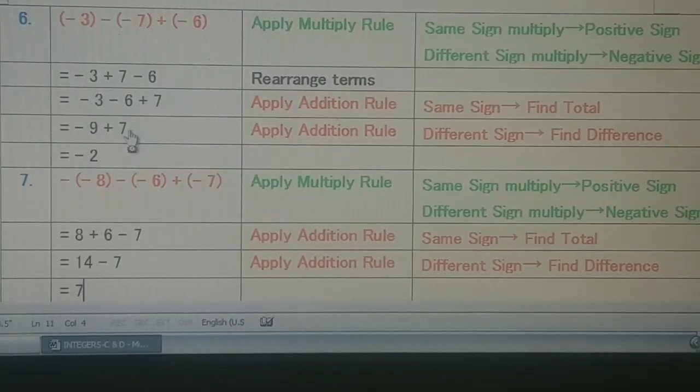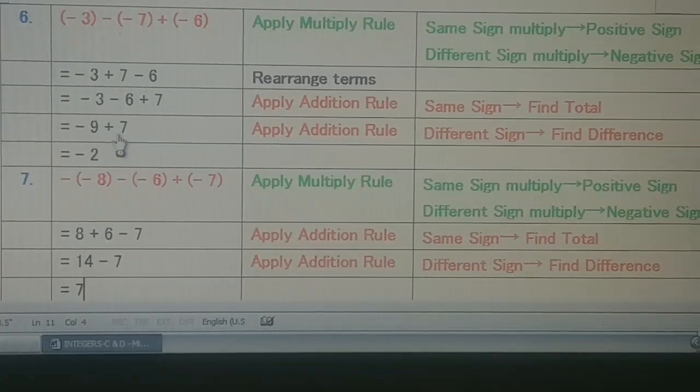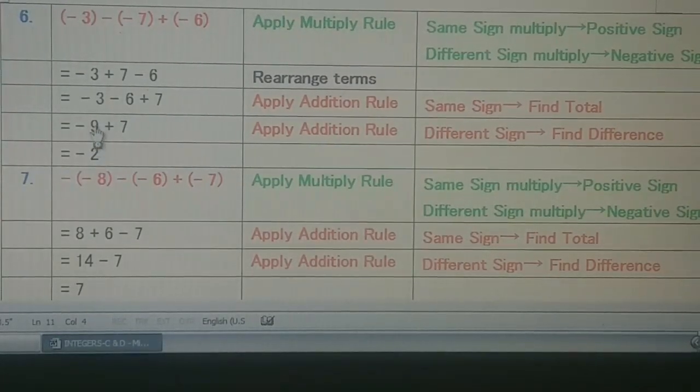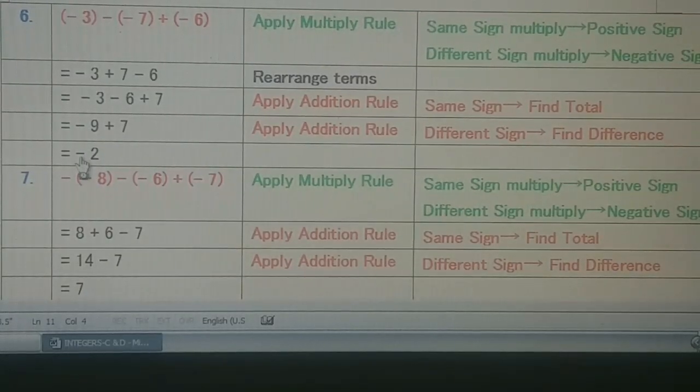Now again we apply the addition rule. In the addition rule we have learned: same sign total, different sign difference. Here 9 is negative, 7 is positive. They have different signs, so difference. 9 and 7's difference is 2. So we write down 2. But we have to put the greater number's sign. Greater number is 9. It has a negative sign. So our answer will have a negative sign. So our answer is minus 2.